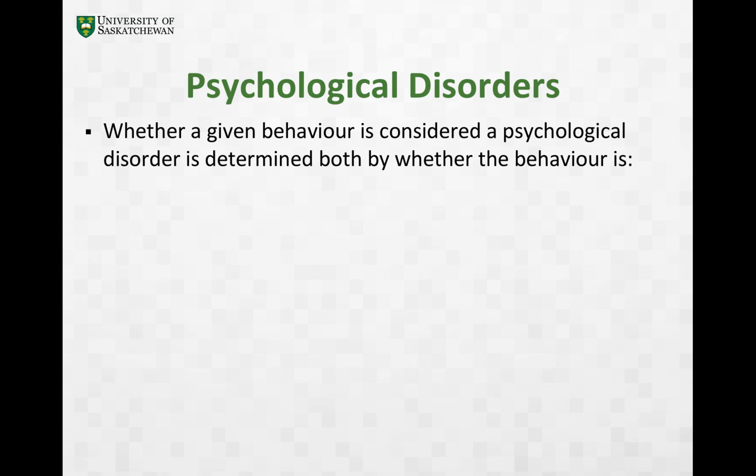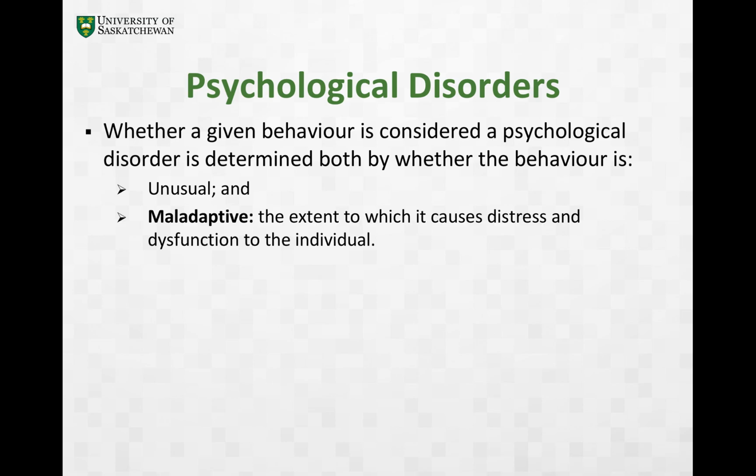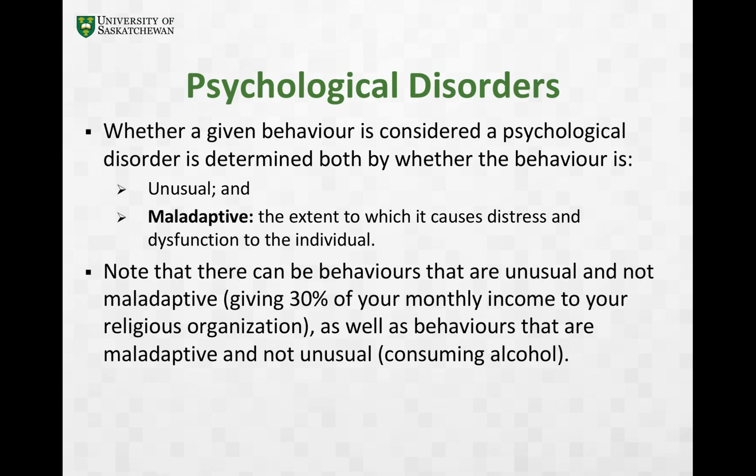Now, whether a given behavior is considered a disorder is determined both by whether the behavior is unusual and also whether it's maladaptive. So that's that whole idea again of impairment. We want to understand the extent to which it causes distress and dysfunction to the individual. So, like I said before, there can be behaviors that are unusual and not maladaptive.